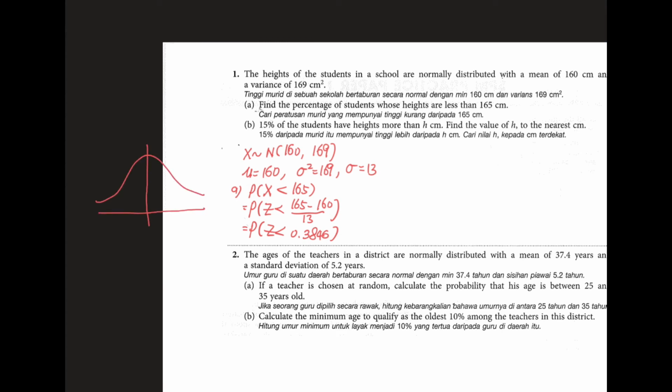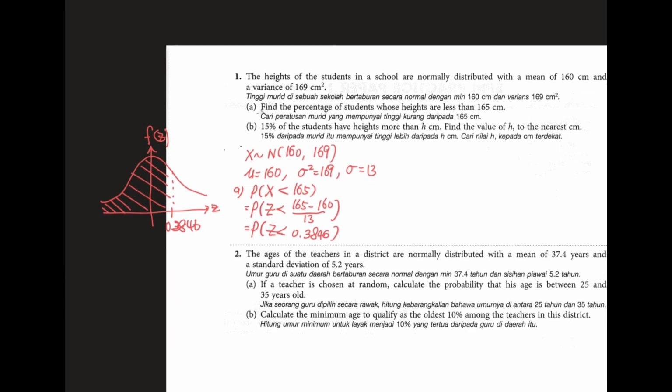Now imagine the graph, Z versus Z, 0.3846, and we want less than that. Less than that means area to the left. Our table can only find area to the right of a positive Z value. So let's look at the table. I'm going to put the table here.